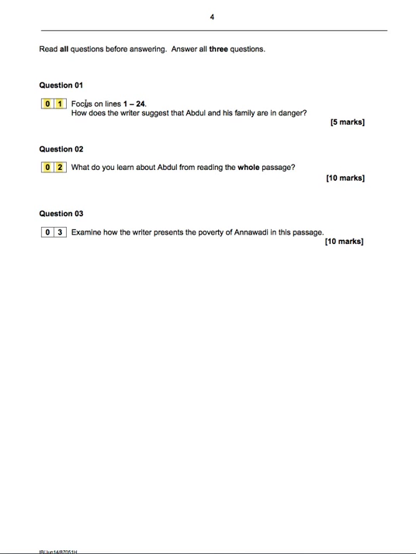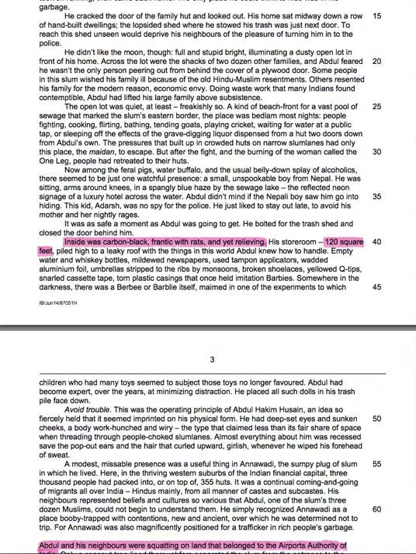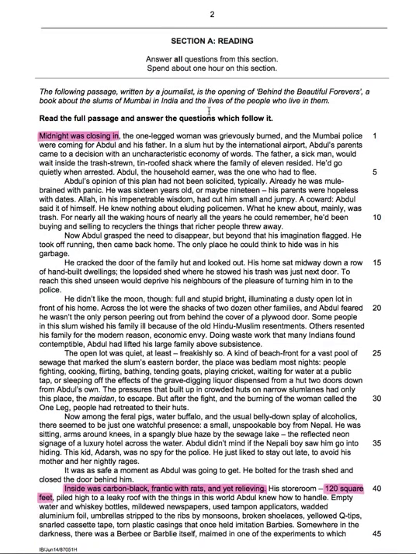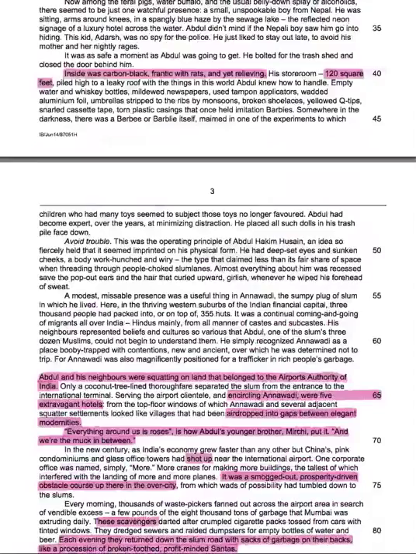And the reason I would do that is because one of them, at least, is probably going to ask you, like this, focus on lines 1 to 24, and it will then say, how does the writer suggest Abdul and his family are in danger? That's only based on this opening section of the text here. And that is an example of an inference question.